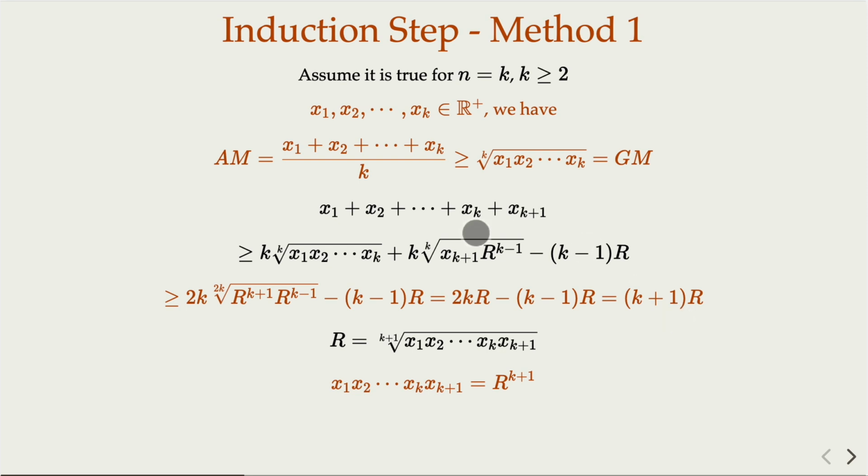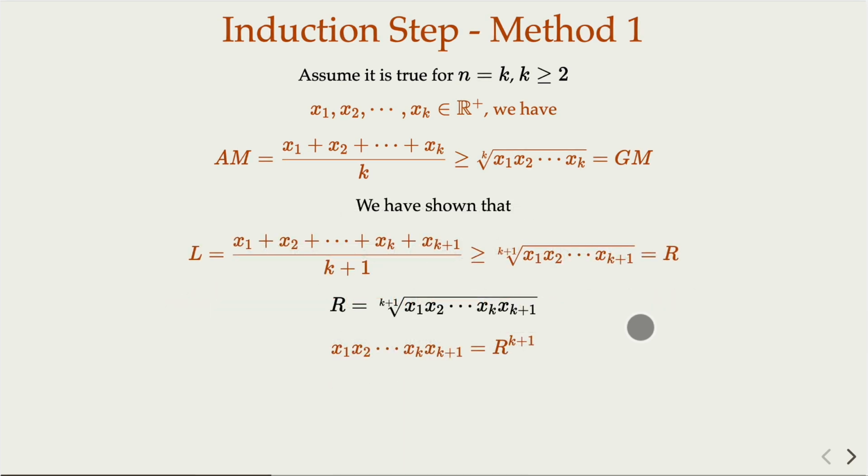So what we have is that this sum is going to be greater than or equal to k plus 1 R. Now if you divide by k plus 1, you get exactly L, which is the arithmetic mean, and R, which is the geometric mean, with this inequality. So we have shown that if this is true for n equal to k, it is also true for n equal to k plus 1. So that completes the induction proof.